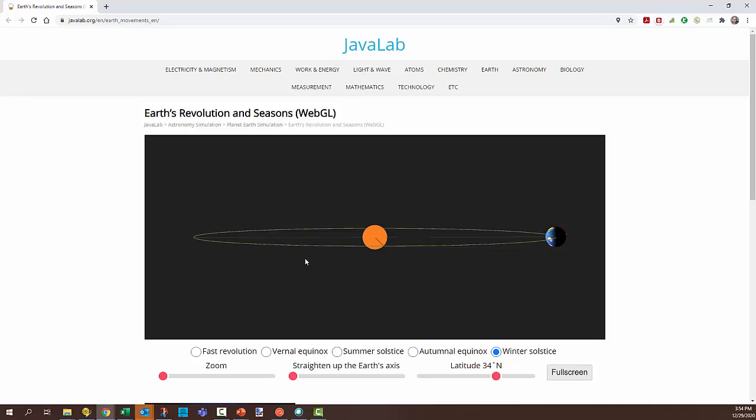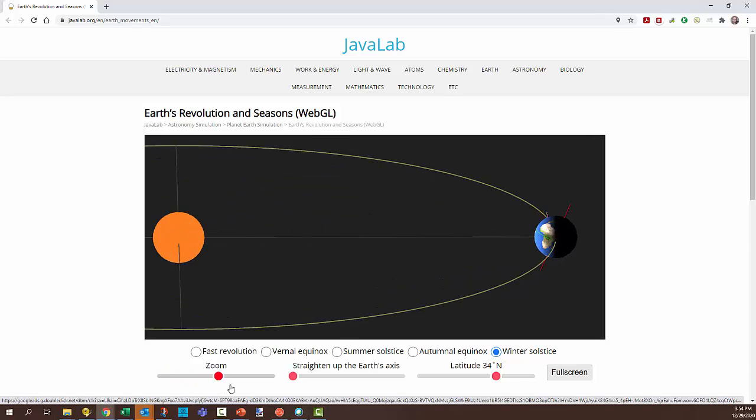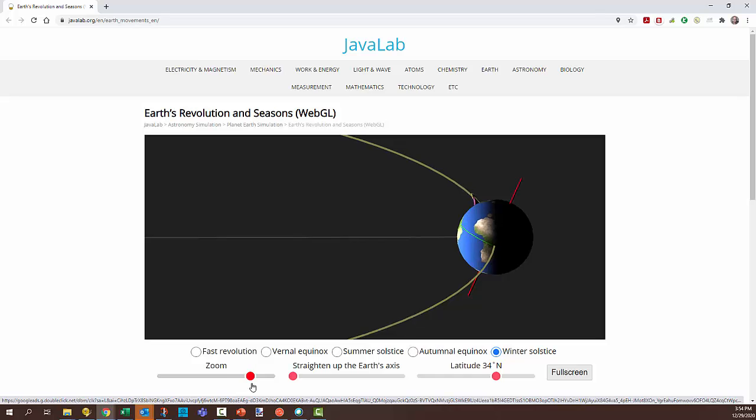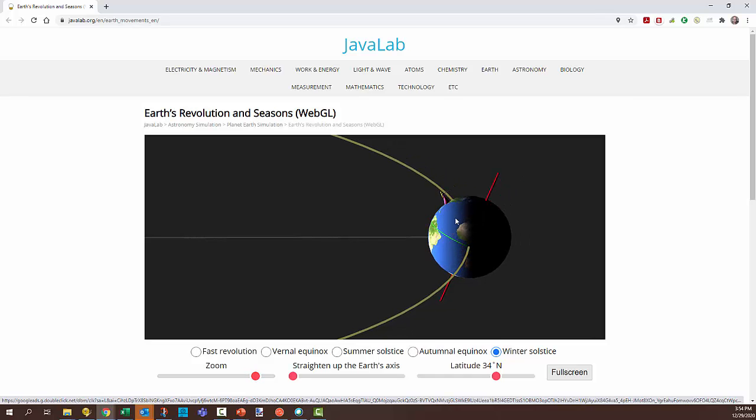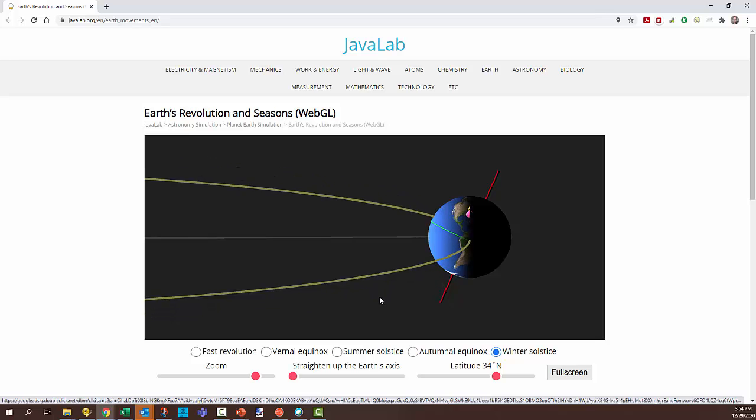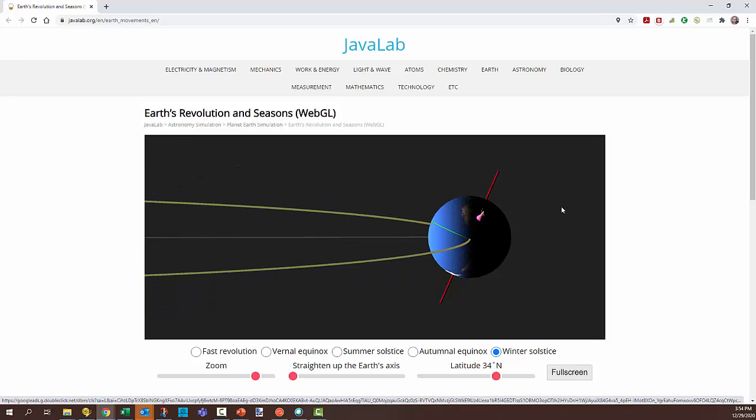Okay, here's the simulation. Now it's three-dimensional, so I can rotate it around. In this position here, let's focus on it by zooming. And you notice how the Earth is spinning about its axis, this line between both poles. And notice the way that line is actually tilted towards the right side.